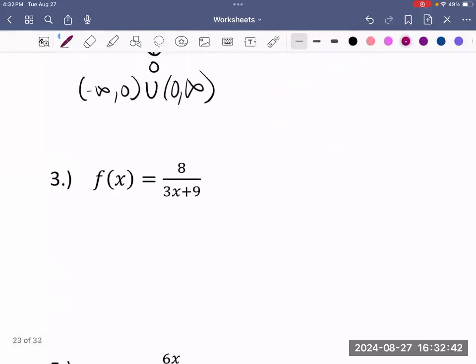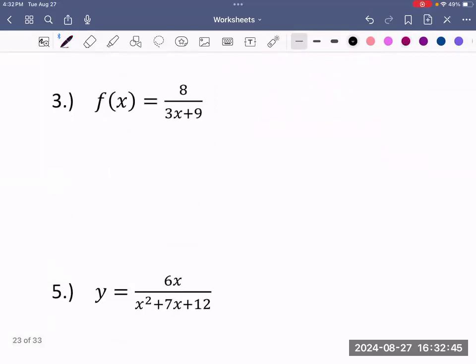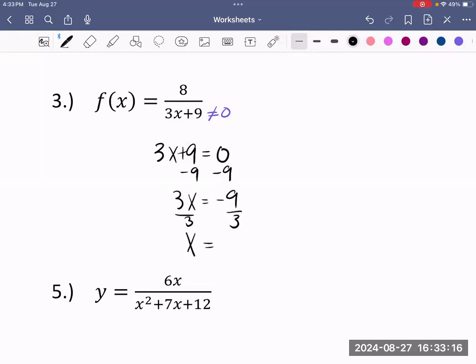So let's take a look at number 3. In your numerator, there's nothing much going on other than we just have an 8. Looking at the denominator, we're trying to figure out what number will cause it to be equal to 0. So we're going to say 3x plus 9 is equal to 0, and we treat it as you would any sort of linear problem. We can subtract the 9. 3x is equal to negative 9, divide by 3. So x is equal to negative 3.